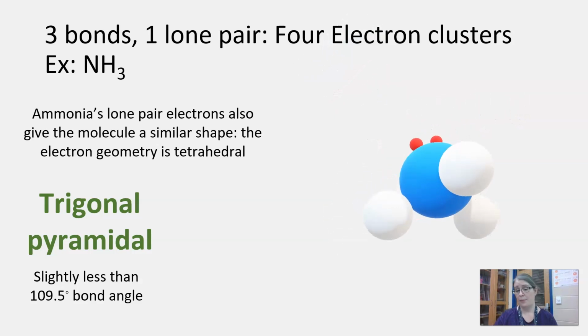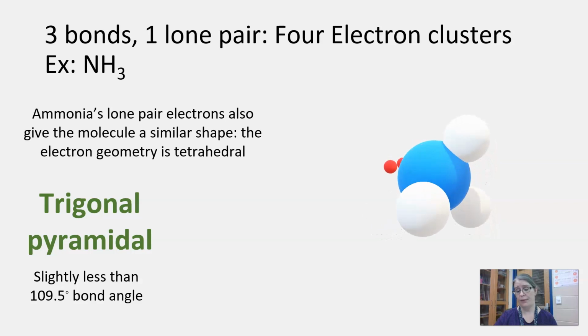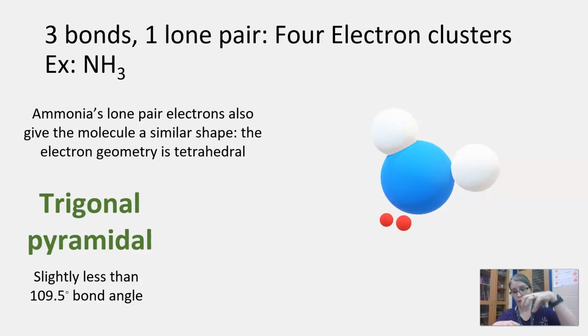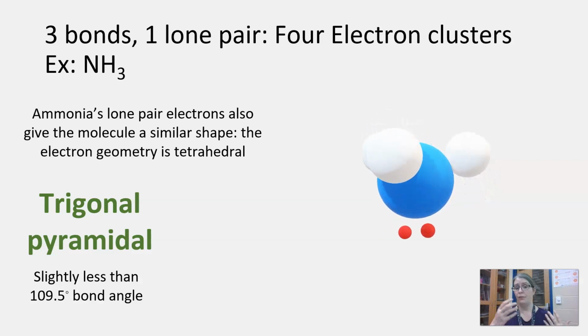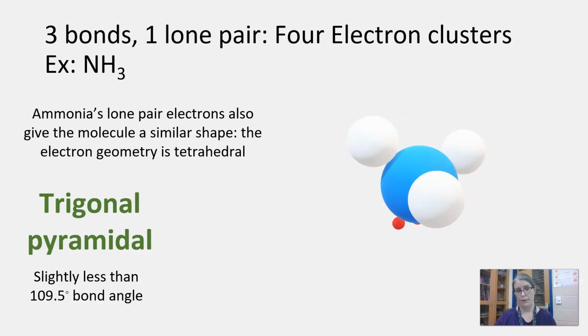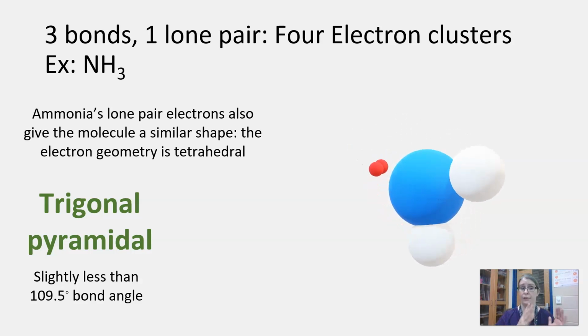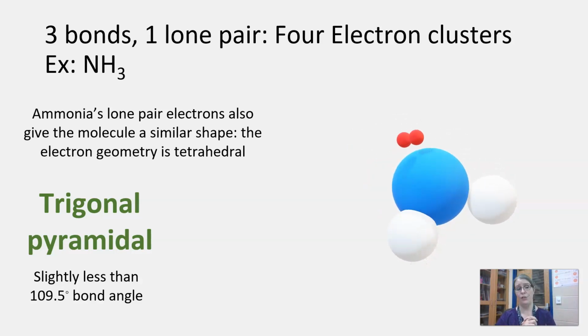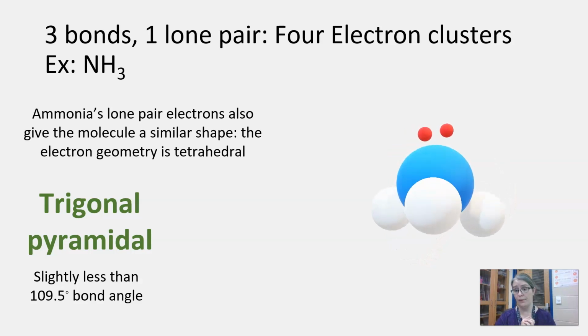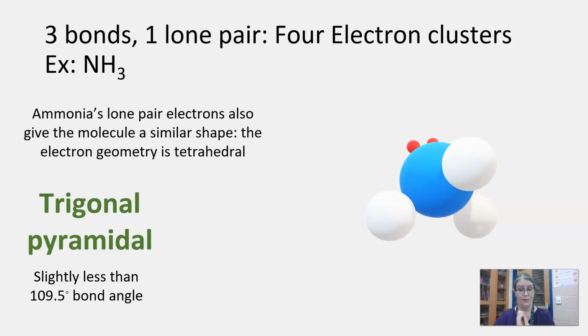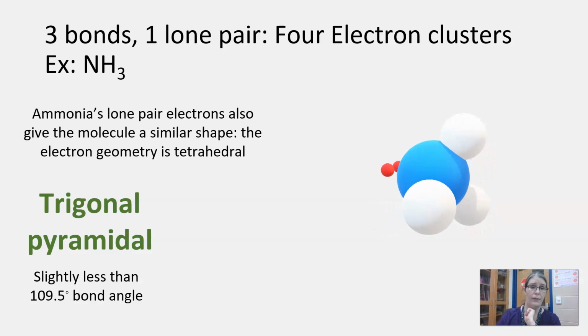And pulling it into that space-filling model, you can really, again, see that shape is like a little tripod. So it's trigonal pyramidal. That's 3 bonds, 1 lone pair. Electron geometry, tetrahedral. Molecular geometry, trigonal pyramidal. I know it's different because there's a lone pair on my center atom.